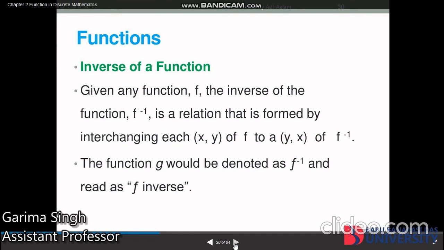See for yourself. Now, inverse of a function. Given any function f, the inverse of the function, f inverse, is a relation that is formed by interchanging x and y of f. The function g would be denoted by f inverse and read as f inverse. If you have given A B and you shift their position, then that is called the inverse.